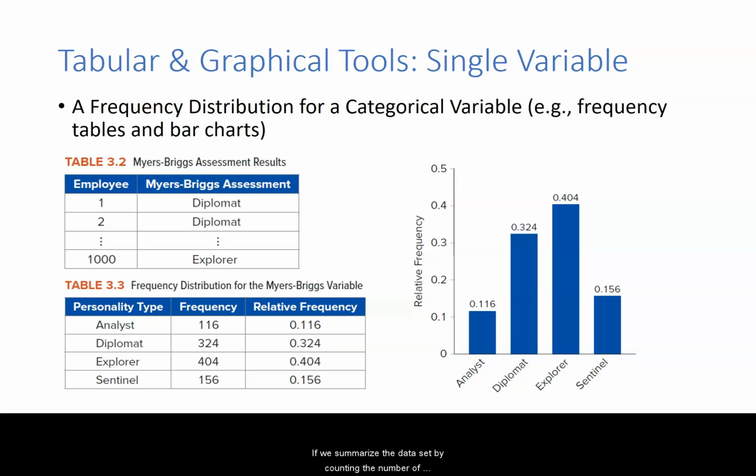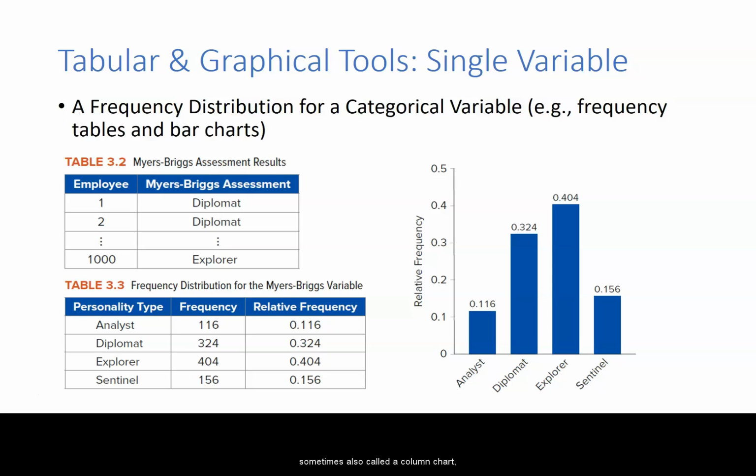If we summarize the dataset by counting the number of employees that fall into each personality type, we have constructed a frequency distribution table as the one in Table 3.3. Now the data is a lot easier to digest because it summarizes the frequency and the relative frequency of various personality types. We can easily see that Explorer is the most common personality type, whereas Analyst is the least common. However, we can go one step further by creating a bar chart out of the frequency stats, as in the figure.